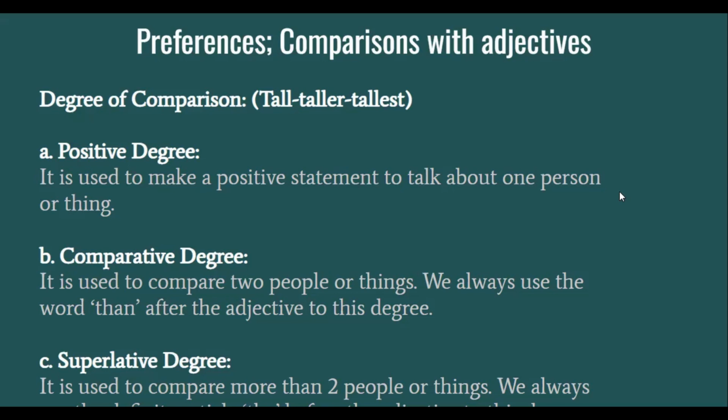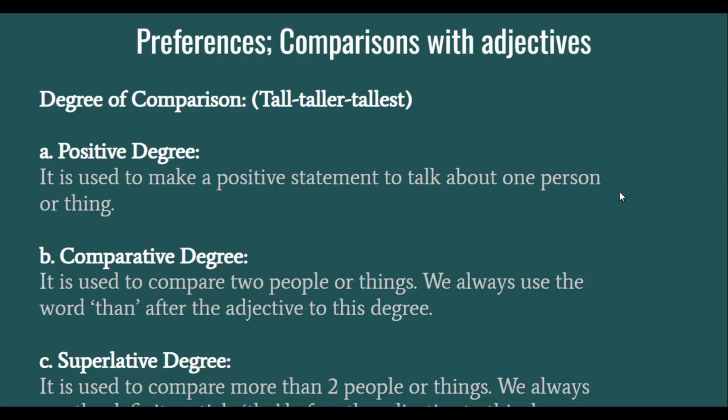Next, comparative degree. I'll be using it to talk about or compare two people or things. Okay, and usually we use the word than after the adjective in this degree. For example, I will say Seema is taller than Mohan. Okay, that is how I'll be making my sentence. I will use the second degree of the adjective, and after that, I will use the word than.